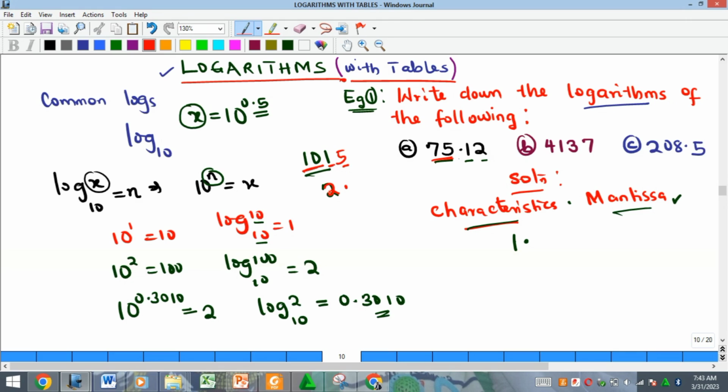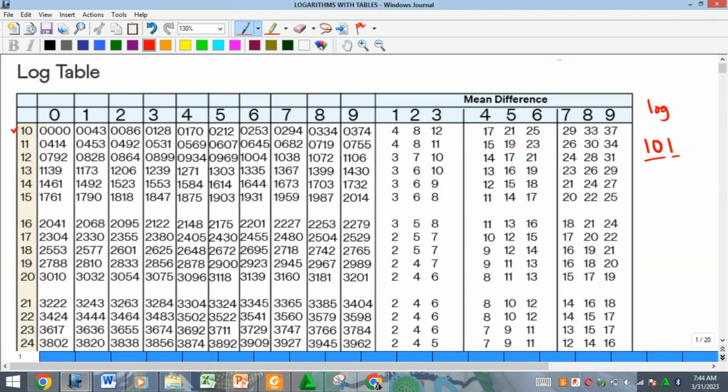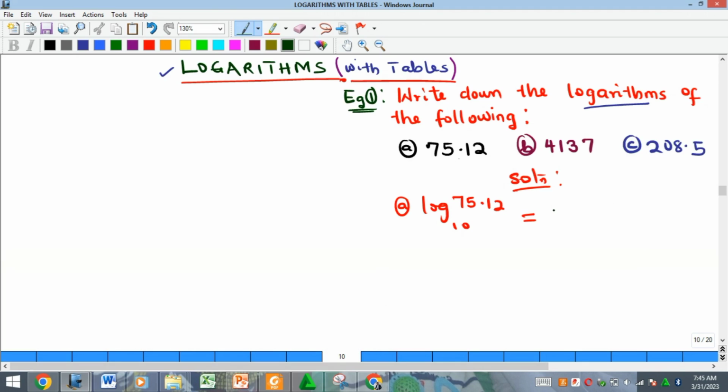And the difference, how do you do it? Look at this. Whatever you get as your difference, you add it to whatever you get under here. Meanwhile, let's just use an example. So what is my characteristic? I already said the characteristic is 1. So how do I get my mantissa? I will look for 75 under 1 difference 2.